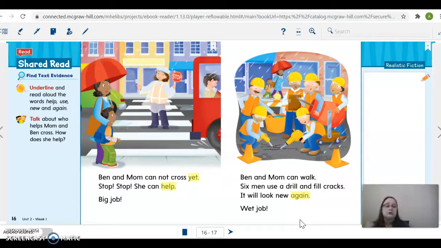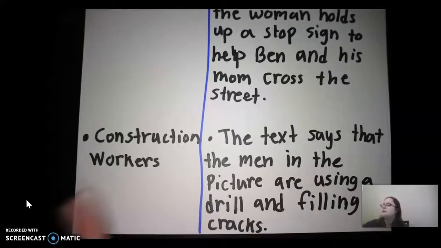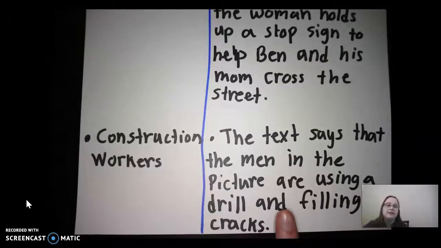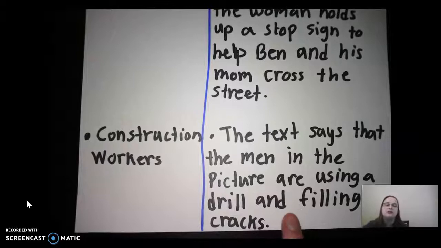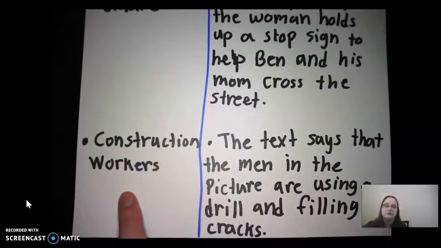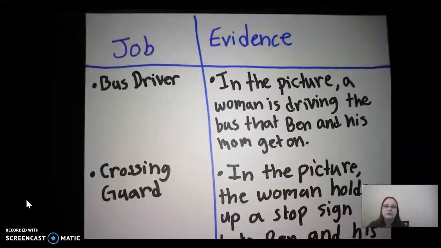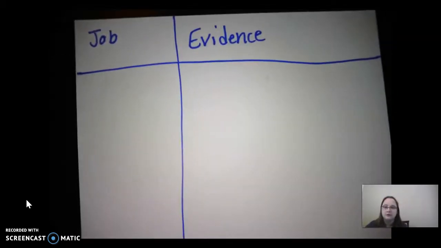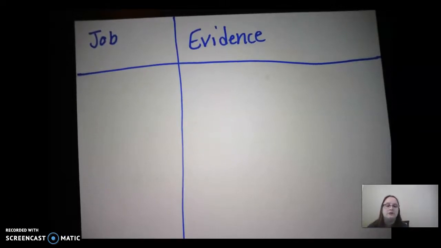So we're going to head on over to our T-chart where I've already filled out the construction worker part for us and go over it really quick. So friends, as you can see on the job side, I have construction workers, and on our evidence, I have that the text says the men in the picture are using a drill and filling cracks. So that's how we know that they are construction workers. And friends, we have already filled out the front side of our page. So we're going to have to turn it over so that we have some more room. Let's head on back over to our story and go ahead and find some more jobs from the story.